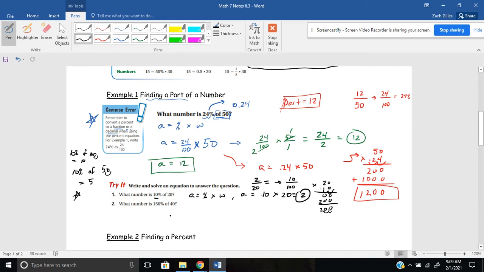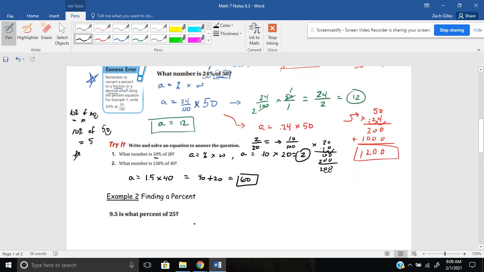And for the next one, 150% of 40. For this one, I would take my percent and put it as a decimal. So 2 spots to the left would be 1.5 times 40, my whole. Well, I know that 1 times 40 is 40, plus half of 40 is 20. So 40 plus 20 would give me a total of 60. Let me know if you have questions on either one of those.